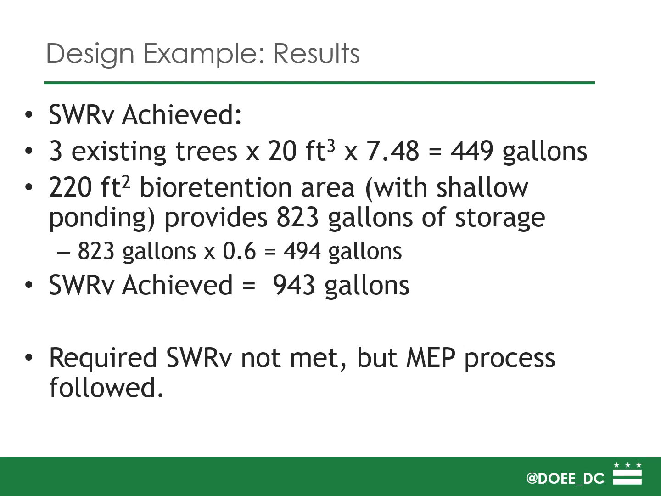As we mentioned, there's poor infiltration, so we've got to put an underdrain and connect it to the storm sewer. So you have to multiply that 823 gallons of storage by the 0.6 multiplier. So we're achieving a retention of 494 gallons from that bioretention. So the total SWERV achieved here is 943 gallons, which has not met the required SWERV, but the MEP process has been followed.